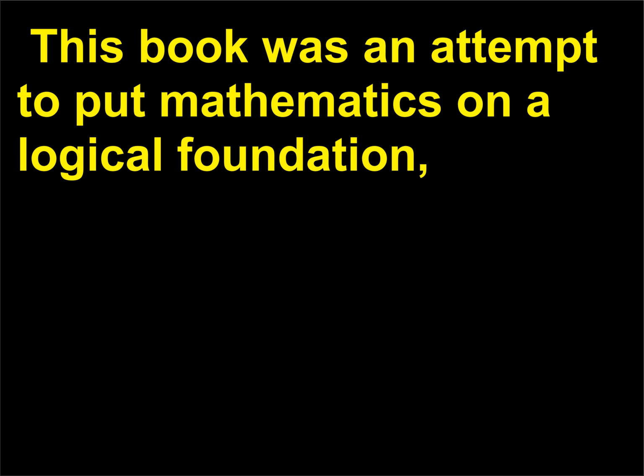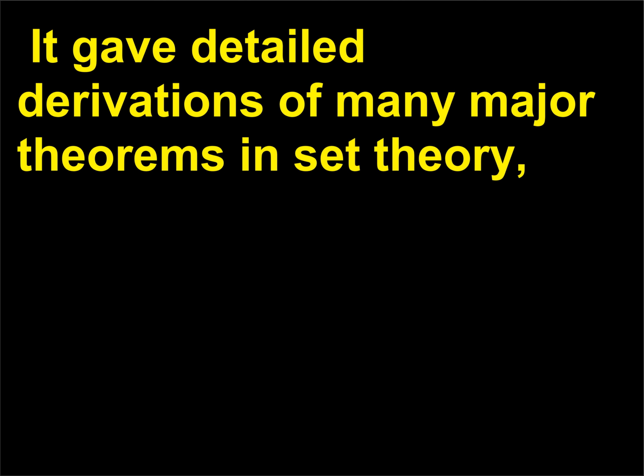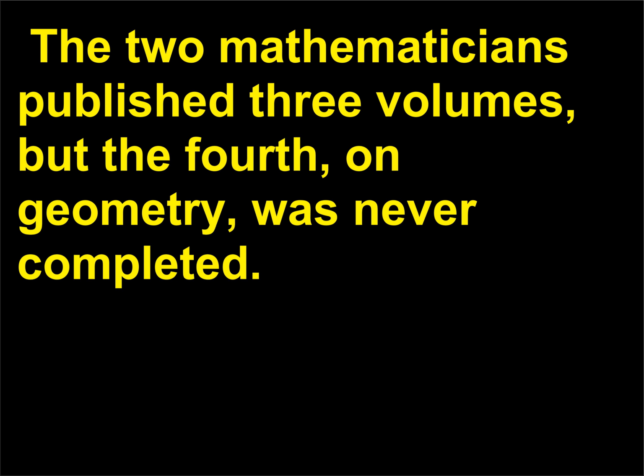This book was an attempt to put mathematics on a logical foundation, developing logic theory as a basis for mathematics. It gave detailed derivations of many major theorems in set theory, examined finite and transfinite arithmetic, and presented elementary measure theory. The two mathematicians published 3 volumes, but the fourth, on geometry, was never completed.